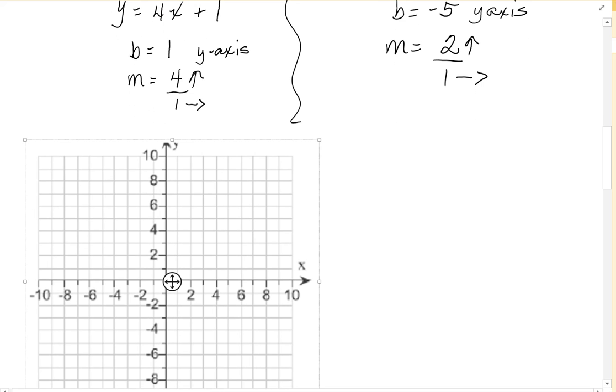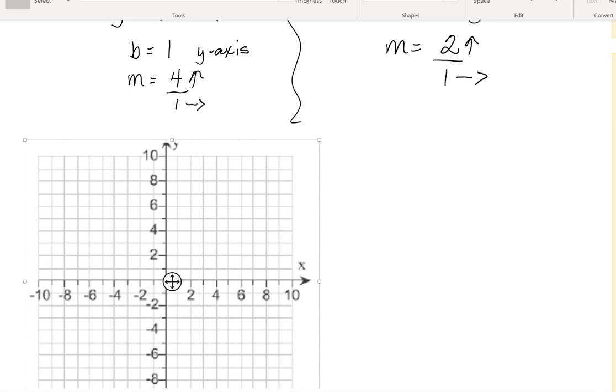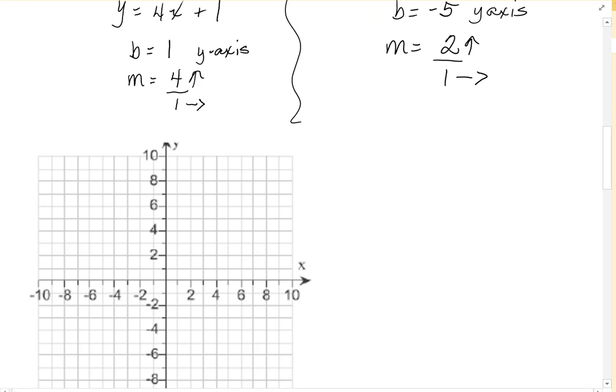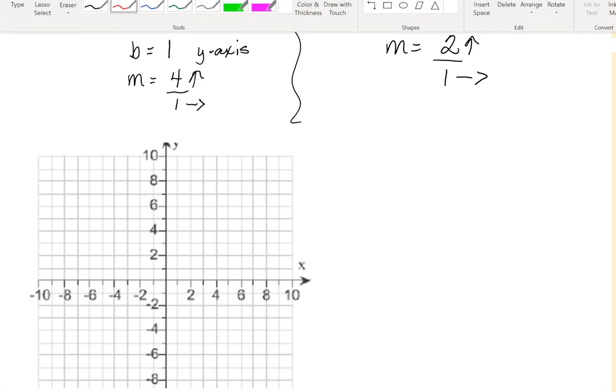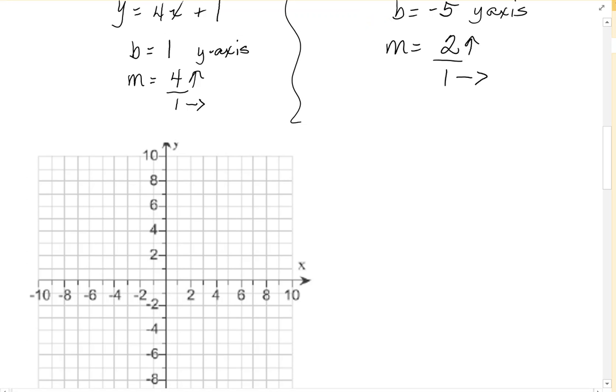All right, let's see if I can do the first one. I believe I will do it in blue. All right, I begin at 1. I will move up 4, 1, 2, 3, 4, over 1, and I drop another point. I'm going to repeat that.